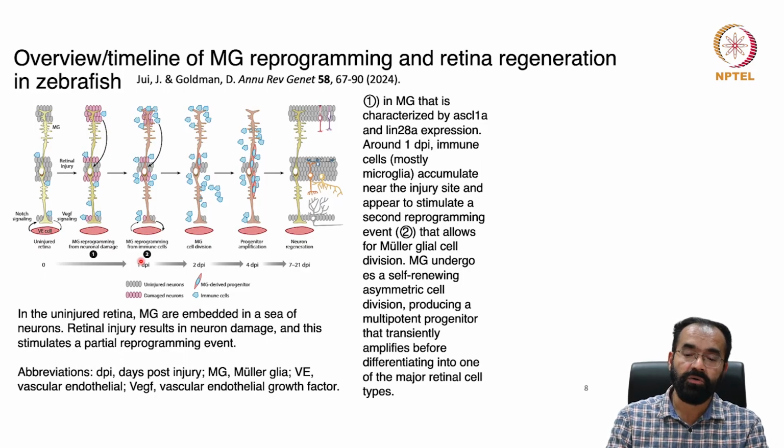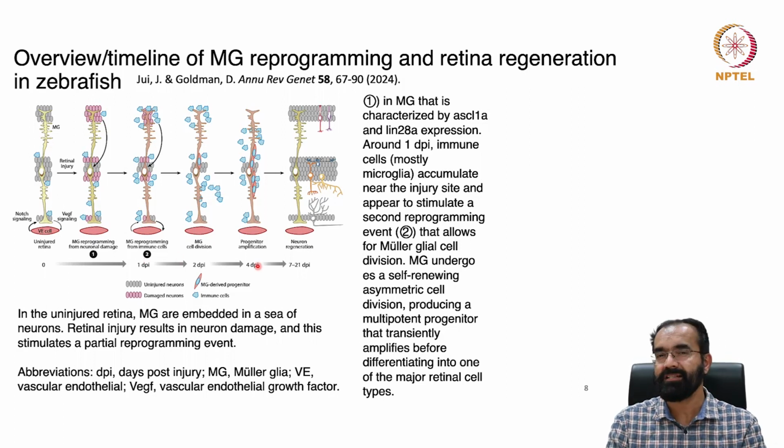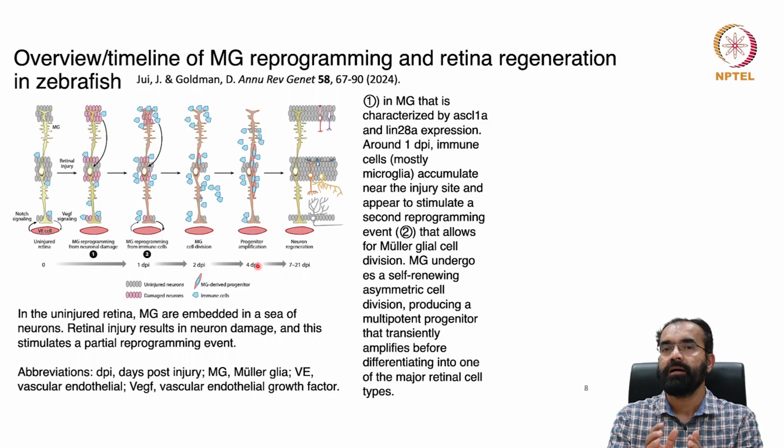Muller glia undergo a self-renewing asymmetric cell division. Asymmetric cell division is very important because you want to have a differential distribution of delta notch ligand. Many cells will have both.